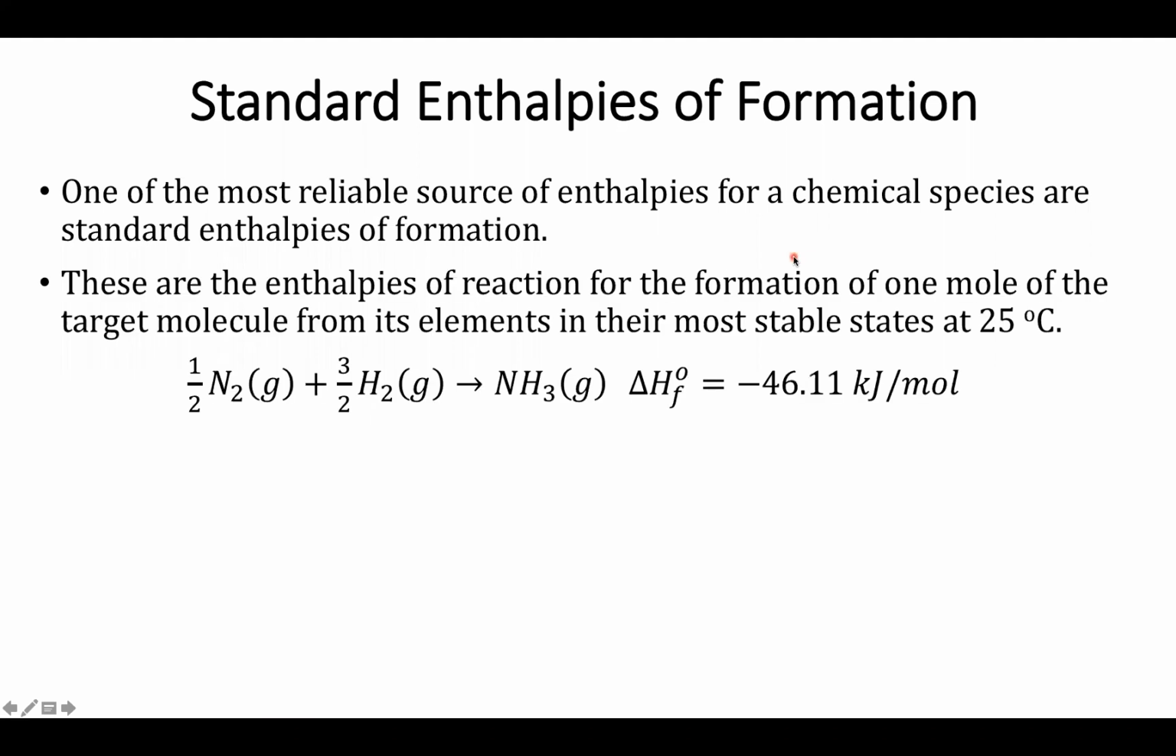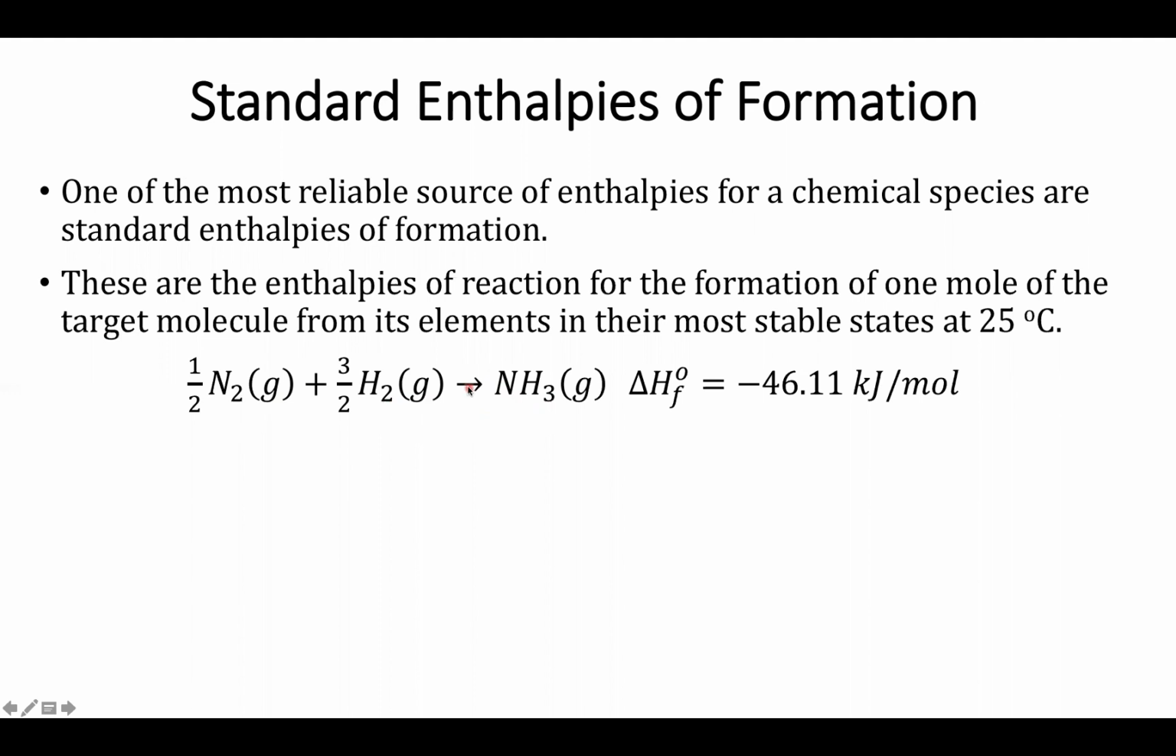When we're talking about enthalpies of formation, what they really are is a reaction enthalpy to form 1 mole of the target molecule in the specified phase from its elements in their most stable state at 25 degrees C. So for example, if I'm making ammonia, I'm making it from nitrogen, whose most stable form is going to be nitrogen gas, and hydrogen, whose most stable elemental form is hydrogen gas.